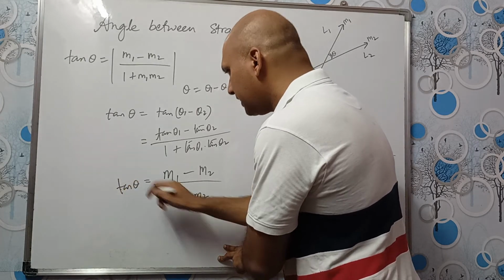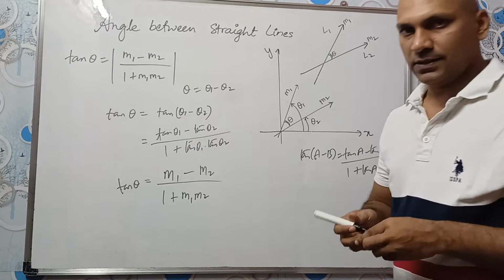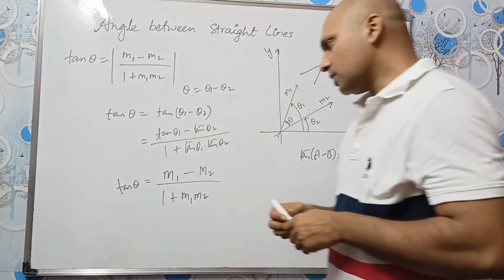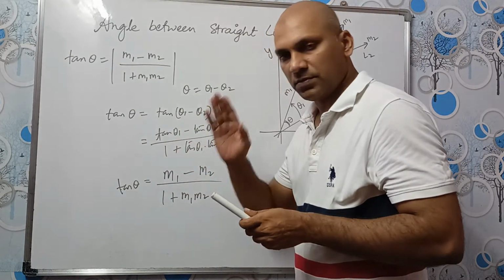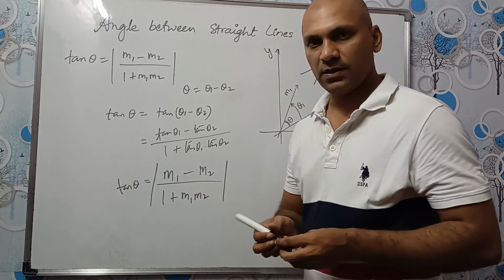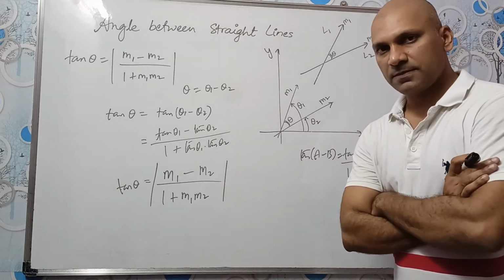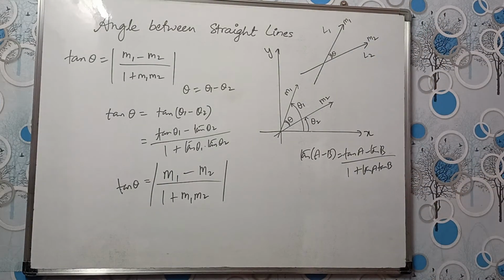So we have tan theta is equal to this much, and theta lies between 0 and 90 degrees, right, including 90. So tan values from 0 to 90 will be positive. That's why we take this as modulus. Alright, so this was the derivation of two formulas. Let us do few problems now.